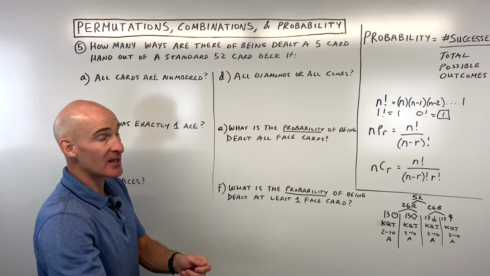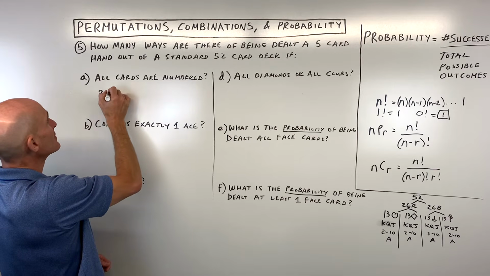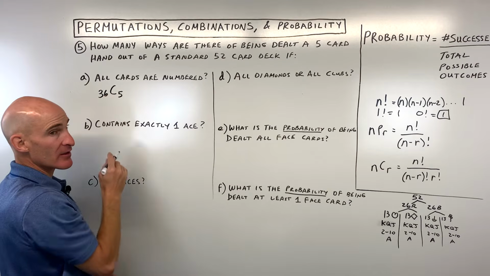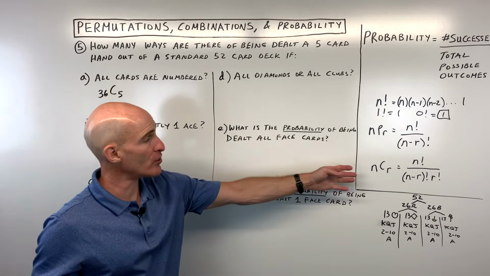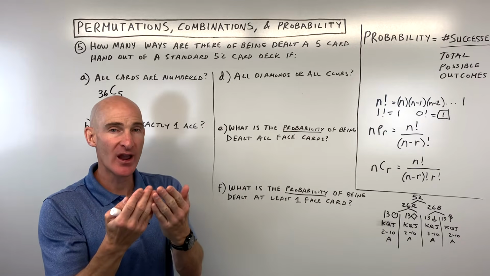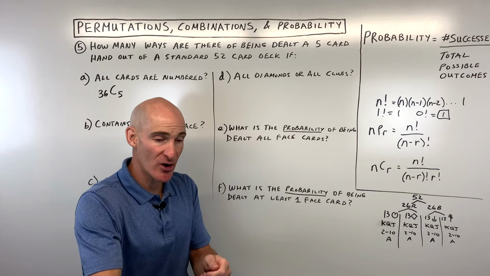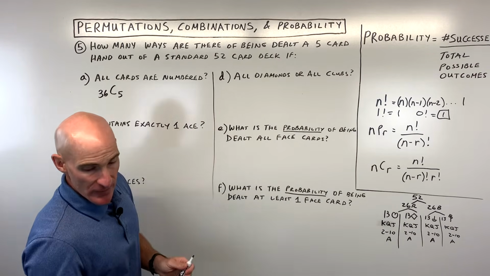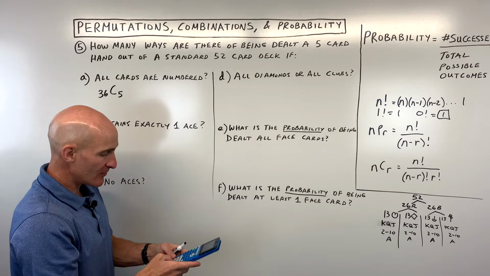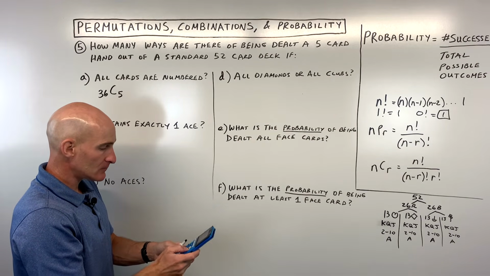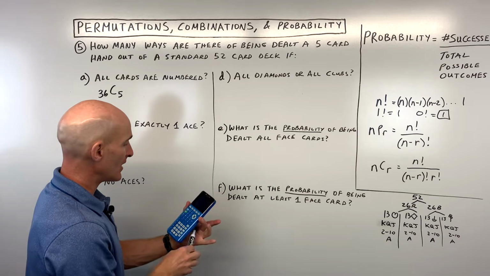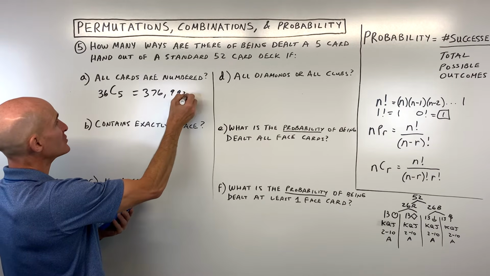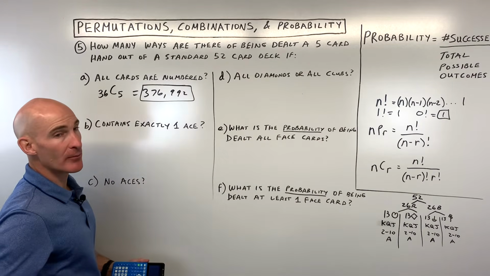So you're dealt a hand, and that would be out of 36, how many ways are there of choosing 5? The numbered cards. Now we're using combinations because the order doesn't matter. When you're dealt those cards, you can rearrange them in your hand. So it doesn't matter which card you're given first, second, third, because it's the same 5 cards. So let's figure out what 36 combination 5 is. It looks like we're about 376,992 different ways to be dealt all numbered cards.